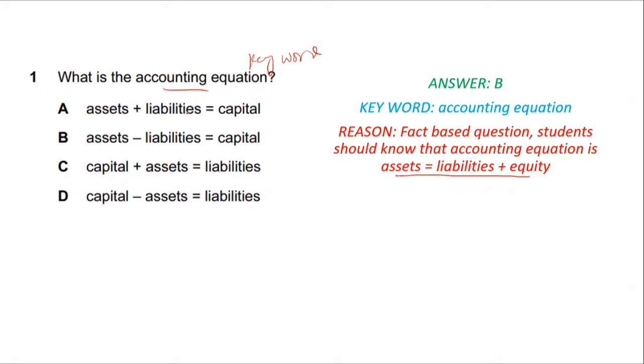Assets plus liabilities equals capital. This is absolutely wrong. Assets minus liabilities equals capital. Yes, if you rearrange the equation, that is true. So most likely B is our option, but we will go through C and D just to make sure that B is the correct option. Capital plus assets, again, this is wrong. And then capital minus assets equals liabilities. This is wrong as well. Hence, our answer to multiple choice number 1 is answer B.